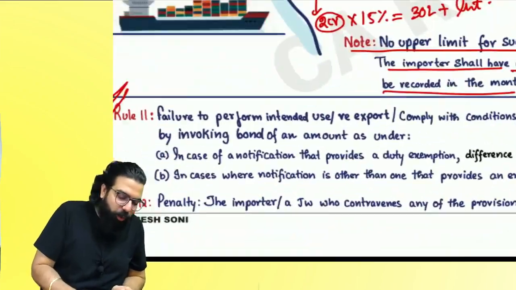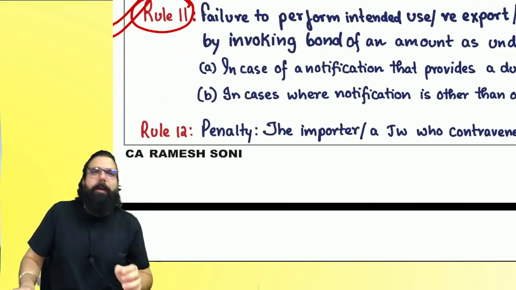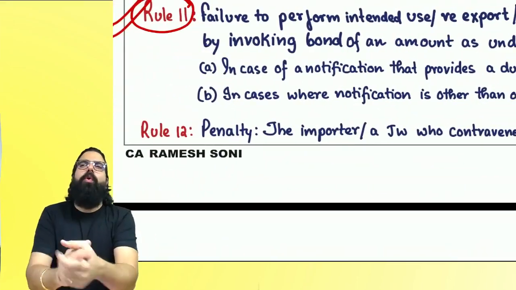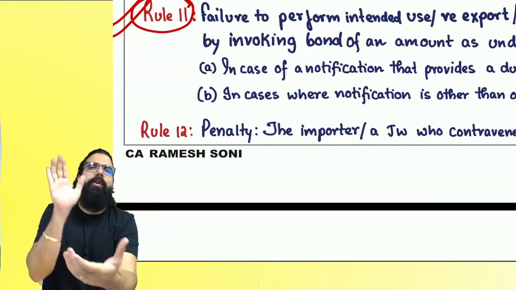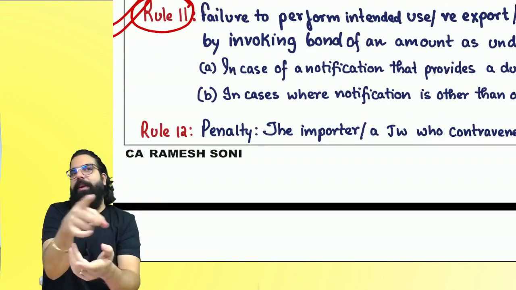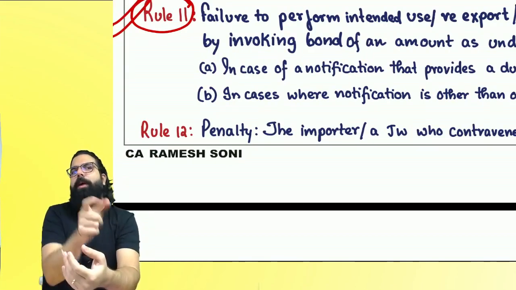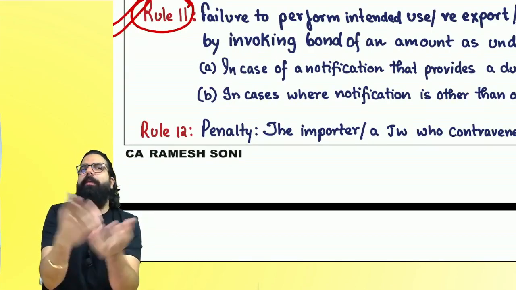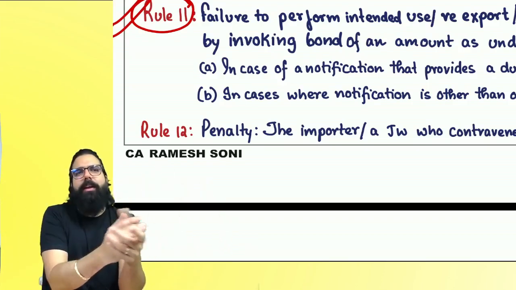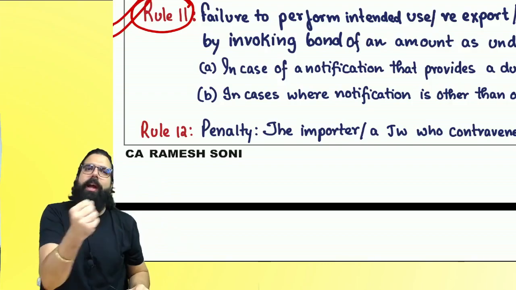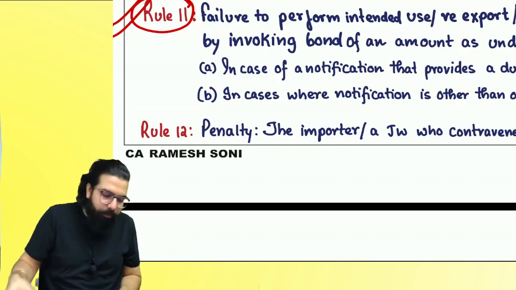Now, the last one over here, people, you tell me one thing. If you don't follow the IGCR rule properly, if you do any violation, you should pay the differential duty immediately. If you don't pay, what will they do? Whatever the bond is there, they will invoke it and take. Along with the bond, the guarantee you would have given, they will invoke the bond and take out the money.